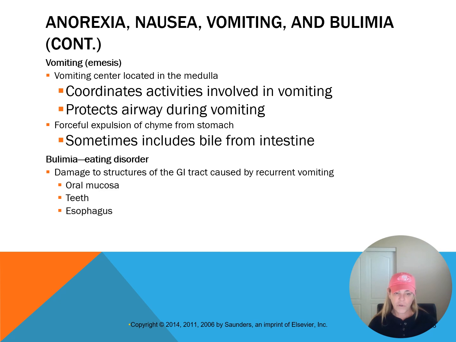Vomiting includes, like I said, forceful expulsion of the products in your stomach, which we call chyme, and bile. If you're vomiting cyclically, over and over, and the only thing you have left in your stomach is bile, you will have some bilious vomit, and that looks yellowish green.